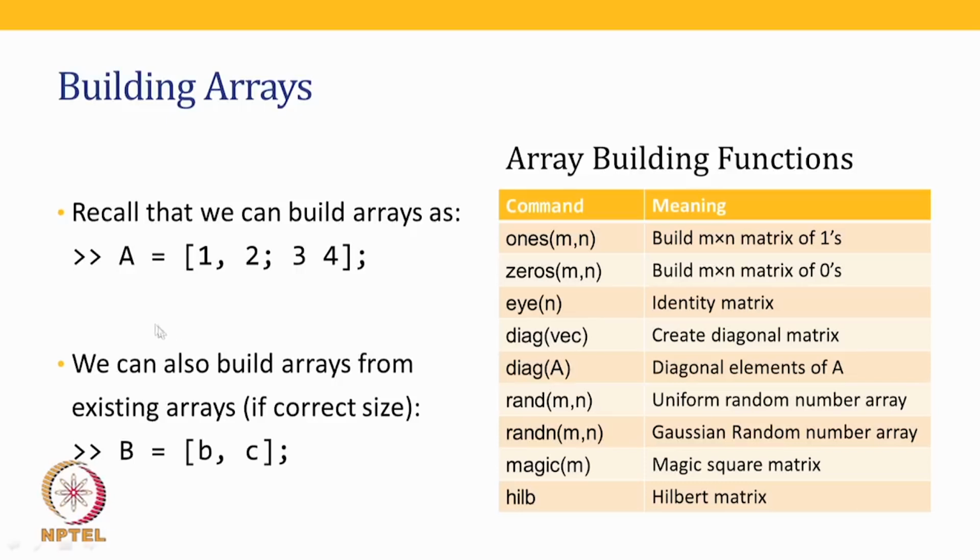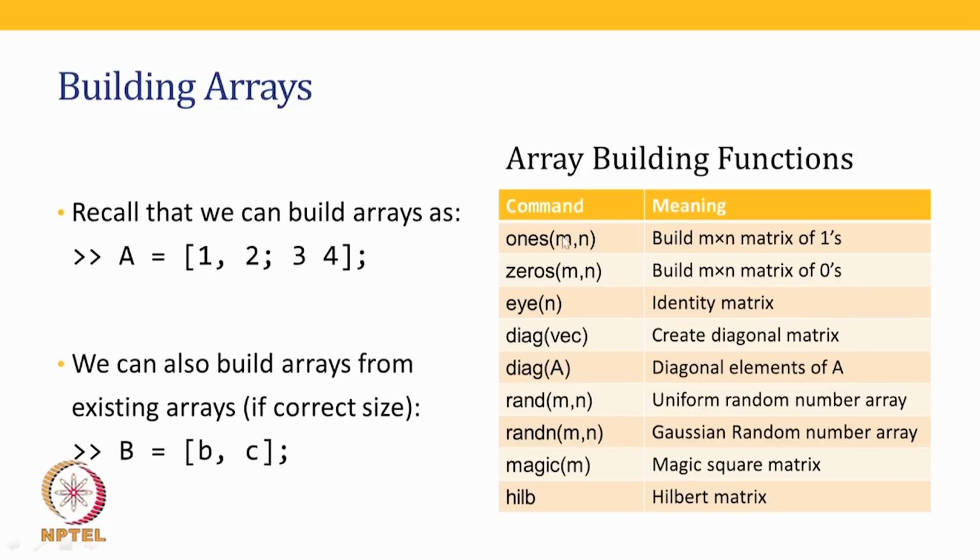This is what we have used in order to build the arrays. We use the comma and semicolon in order to build an array using numbers as we have shown over here. In addition to that, we can also use existing arrays, if they are of a correct size, in order to build arrays as well. In addition, we have also seen this function eye, that is to create an n by n identity matrix.